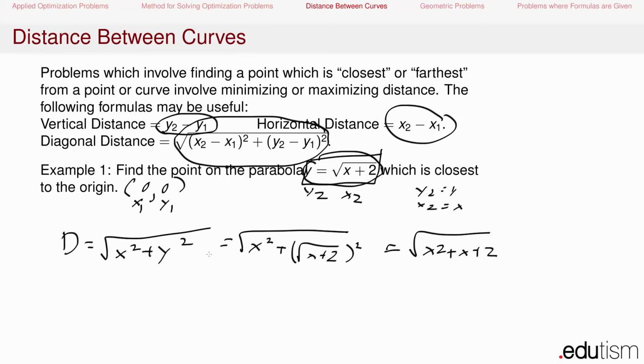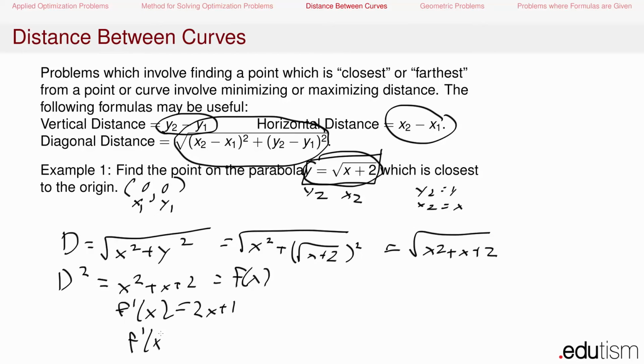And the minimum value of d squared will also occur at the same x value, which gives you the minimum value of d. So d squared here is going to be x squared plus x plus 2, and that's what we're going to call our function f of x. We can take the derivative, f prime of x is going to be 2x plus 1. When is it 0? f prime of x is 0 when x equals negative 1/2. So x is negative 1/2. That is the critical number.